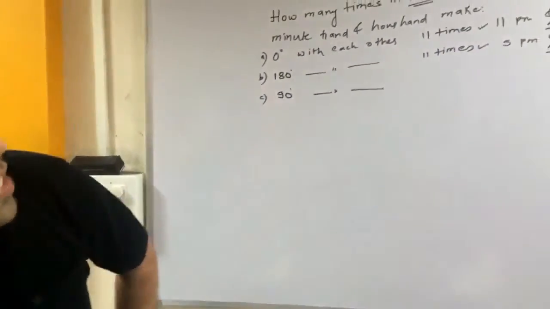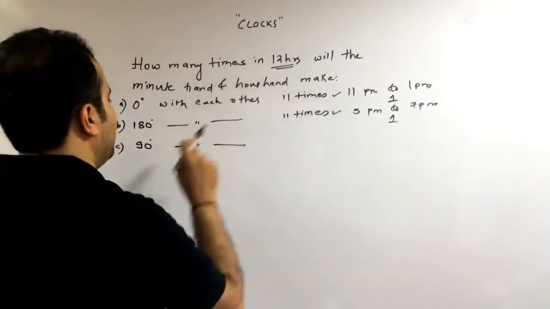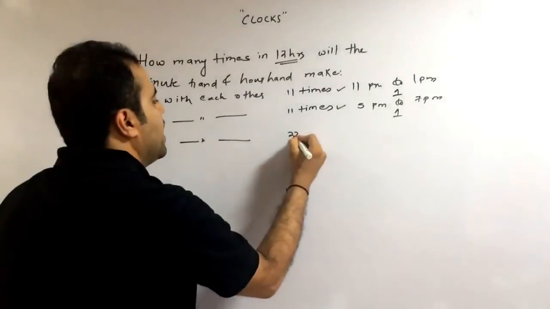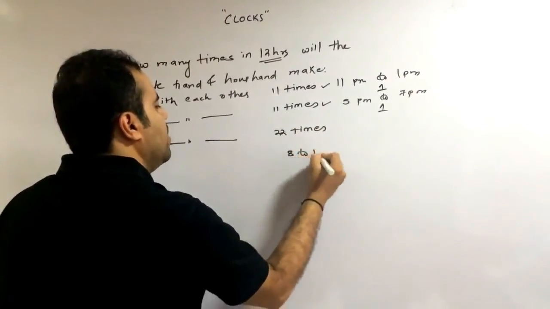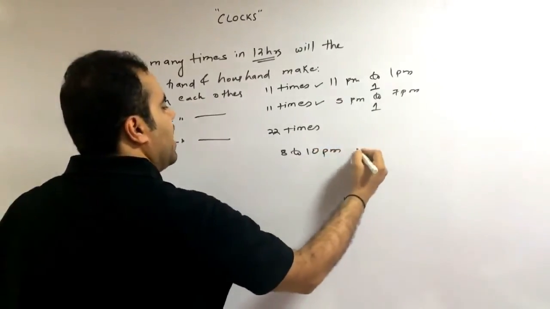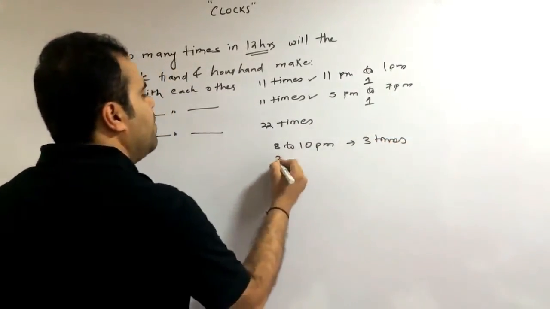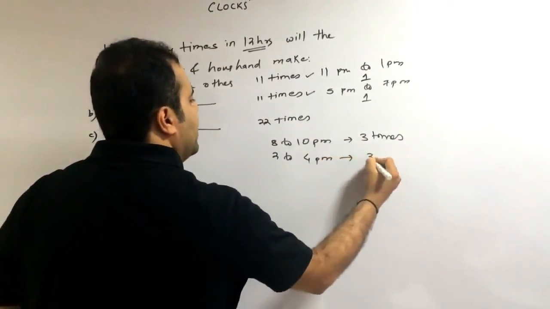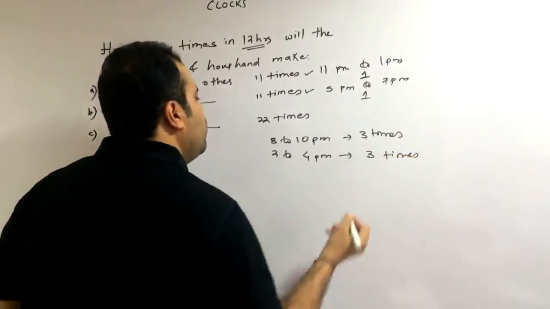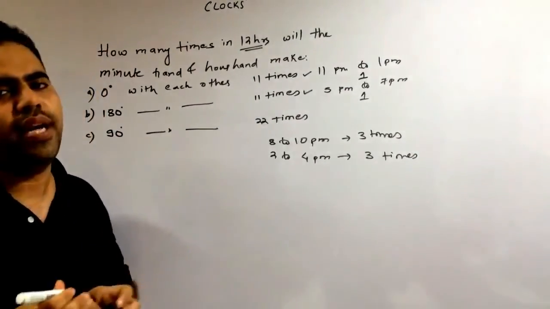So what will happen in the space of 12 hours? We will see that in 12 hours, 90-degree will be made 22 times. Why? Because between 8 to 10 p.m., let's say, the angle is made thrice, 3 times. And same is happening between 2 to 4. So between 2 to 4 p.m. the angle is made 3 times. Rest, between any 2 given hours, the 90-degree angle will be formed twice. That is 2 times. Right?